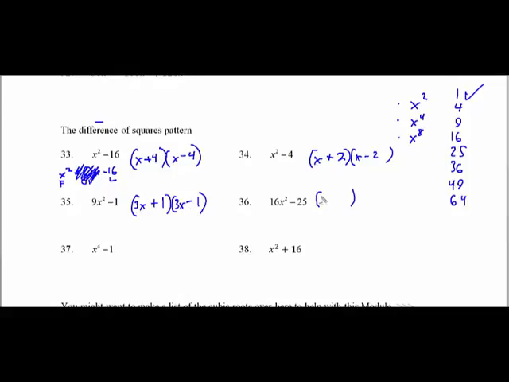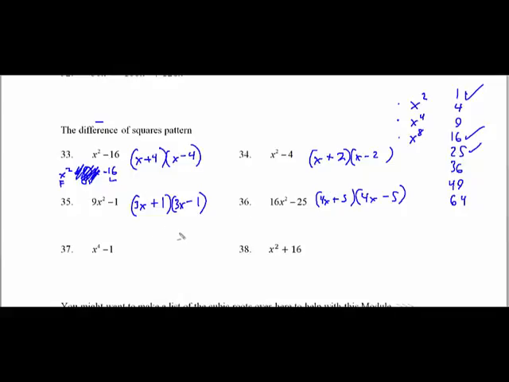Here we go. 4x plus 5 and 4x minus 5. This is a very quick pattern once you recognize that this is a square number. 16 is a square number, and so is 25, and it's the difference of squares, so that works.